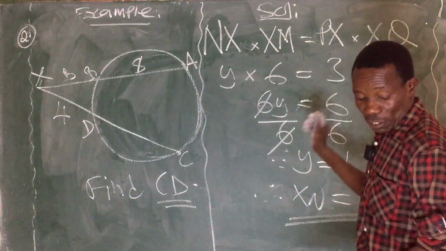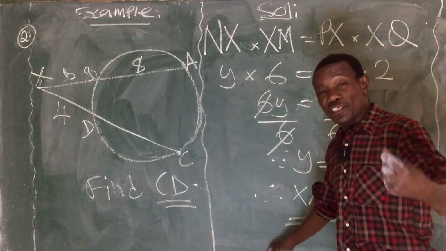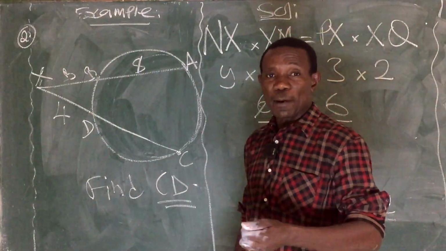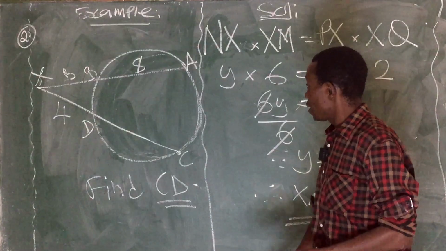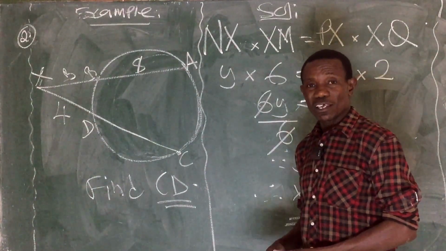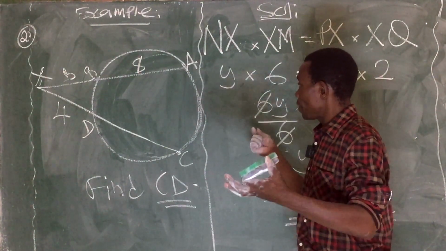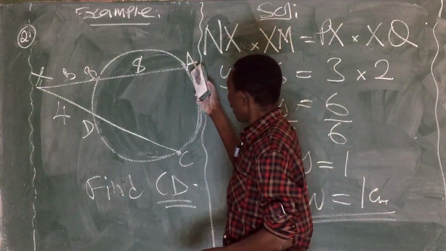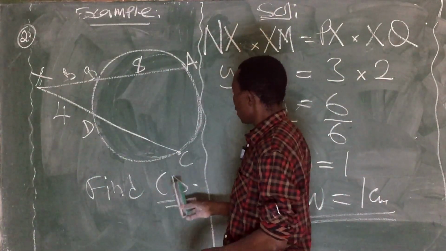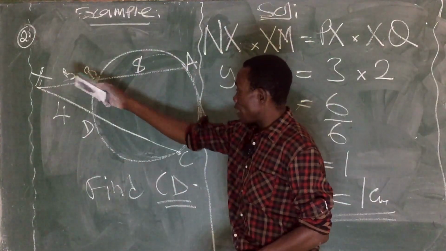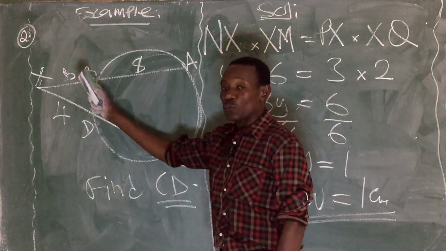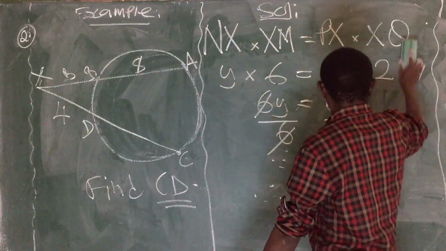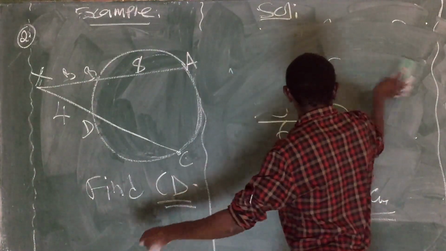Fine. Just by what we have just introduced in the first example, this time around, I don't think we'll do anything different. We still have to do the same. Let's get the relation that exists between the two chords, AB extended to X, and CD extended to X. Here, it will also be the same.